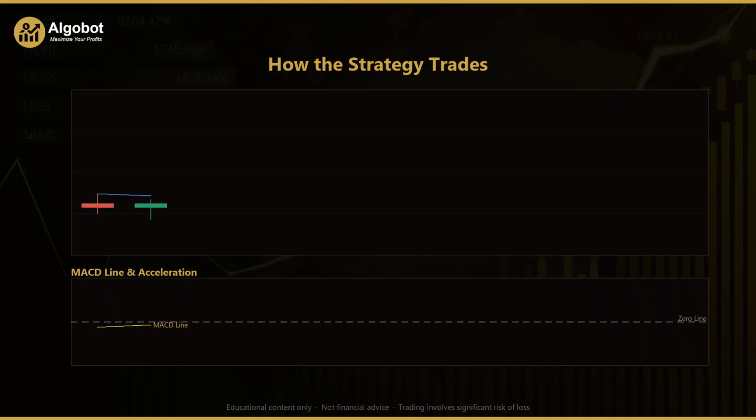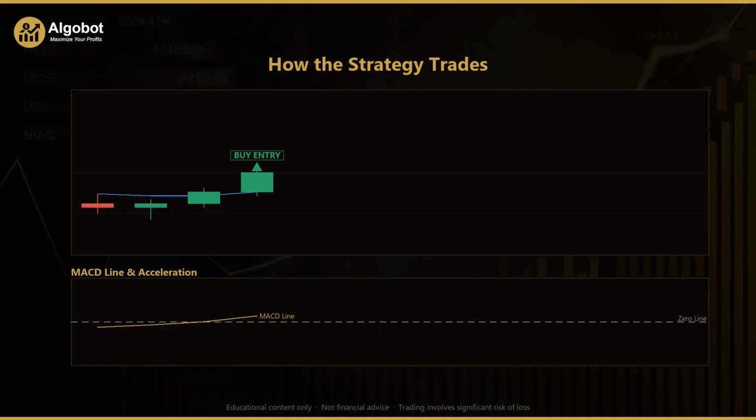Let's bring this to life on the chart. On the price panel, you can see the blue trend EMA weaving through the candles, and in the subpanel below, the gold MACD line moving around its dashed zero line. Remember, this strategy doesn't watch for a crossover. It watches how quickly the MACD line is changing, its acceleration, which shows up visually as the steepness of that gold line. Look at the first two candles.